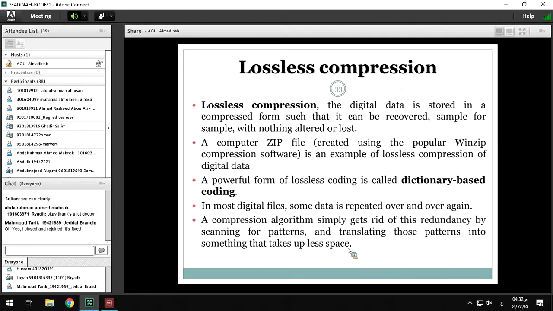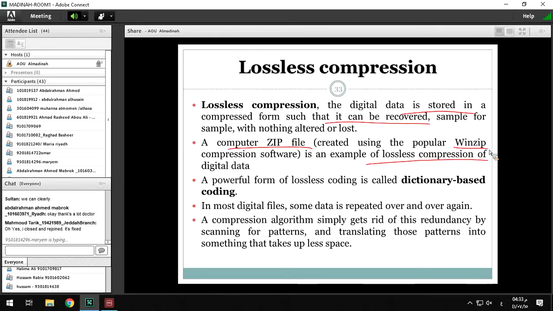Let's discuss lossless compression. In lossless compression, the digital data is stored in a compressed form such that it can be recovered sample for sample, and nothing will be lost or altered. The file will be recovered as it is, the same as the original. For example, a zip file using WinZip or WinRAR is an example of lossless compression. I think you are used to these zip files or RAR files, right? Whenever we compress with a zip or RAR file, that is lossless compression, where you don't lose anything. You will get the original data as it is.